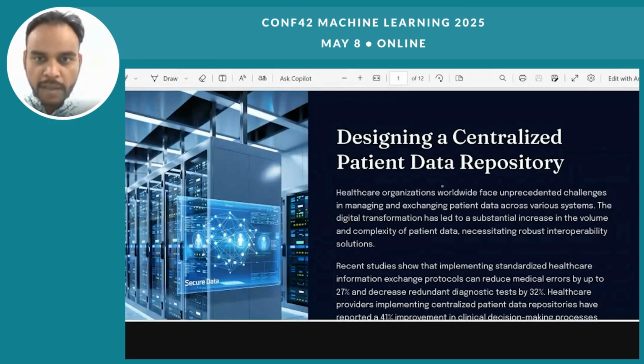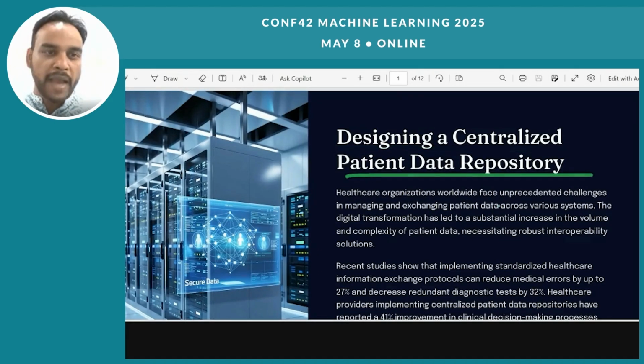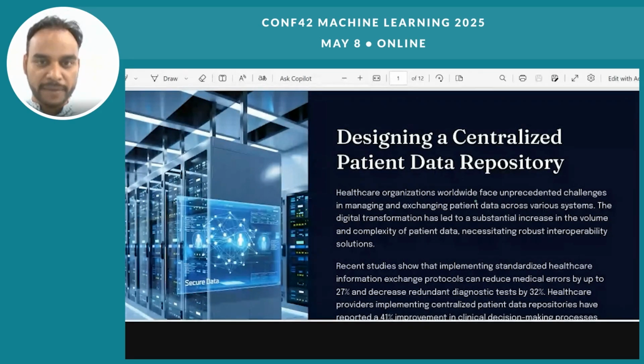My name is Vishal. We are going to talk about designing a centralized patient data repository. I have around 20 years of experience in database technology and am currently working with a healthcare company as a data architect. So we are going to talk about how to design a centralized patient data repository.